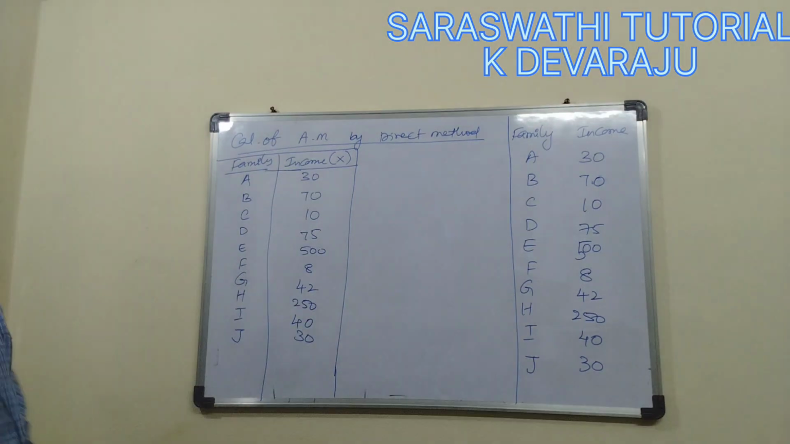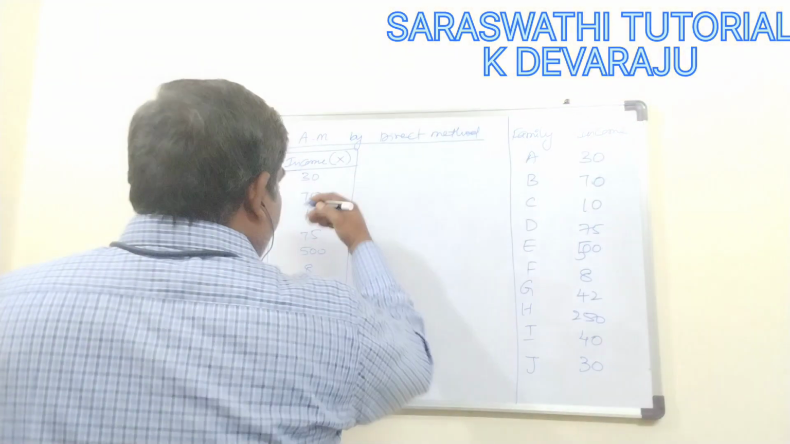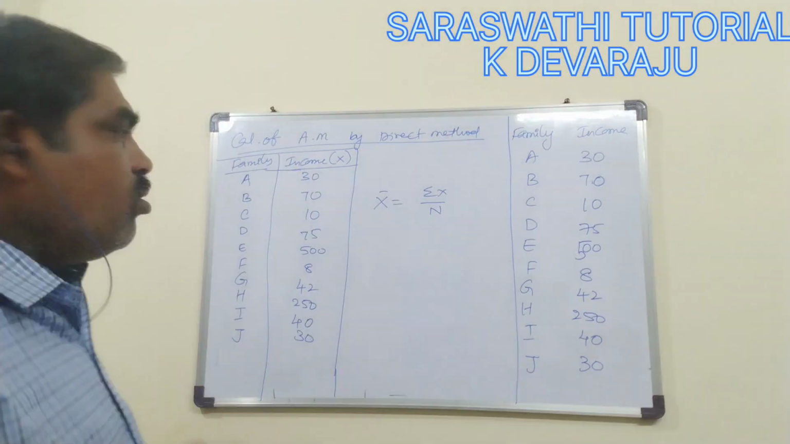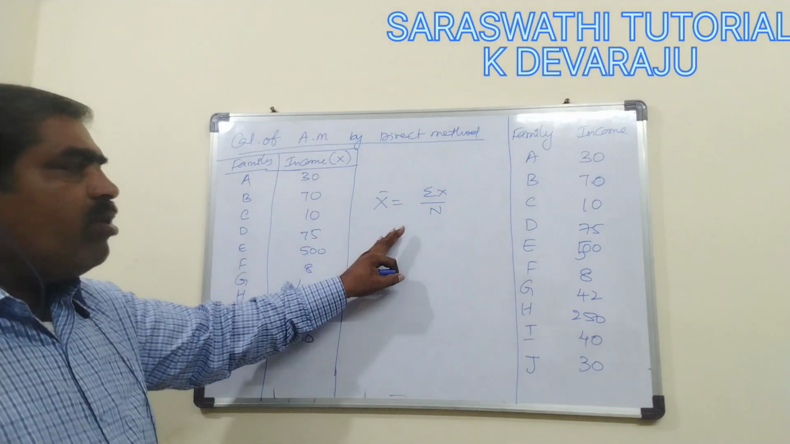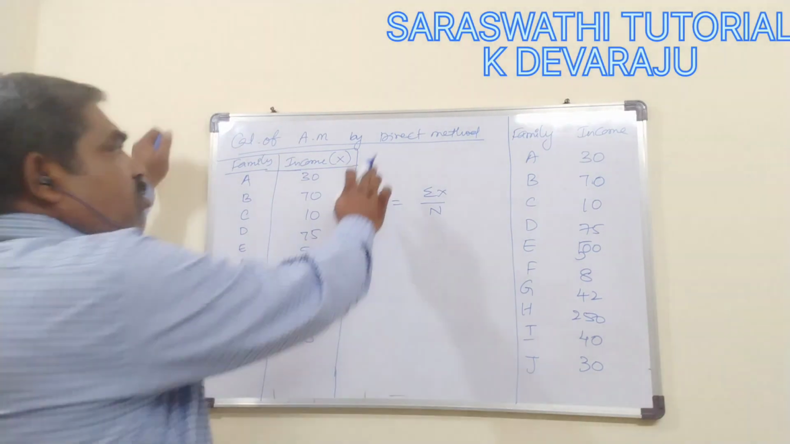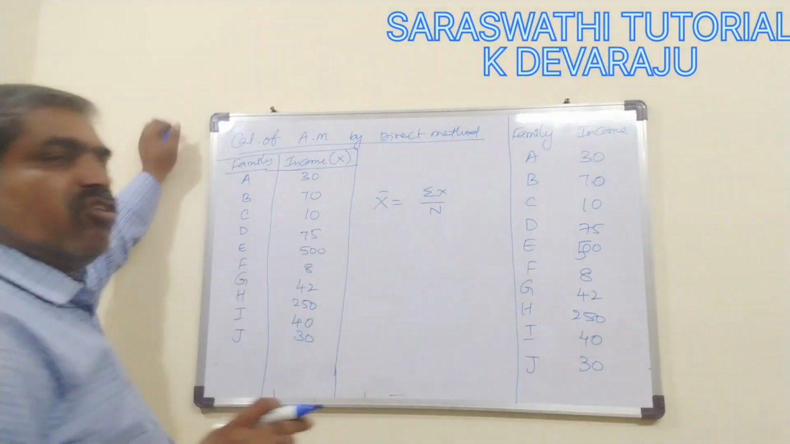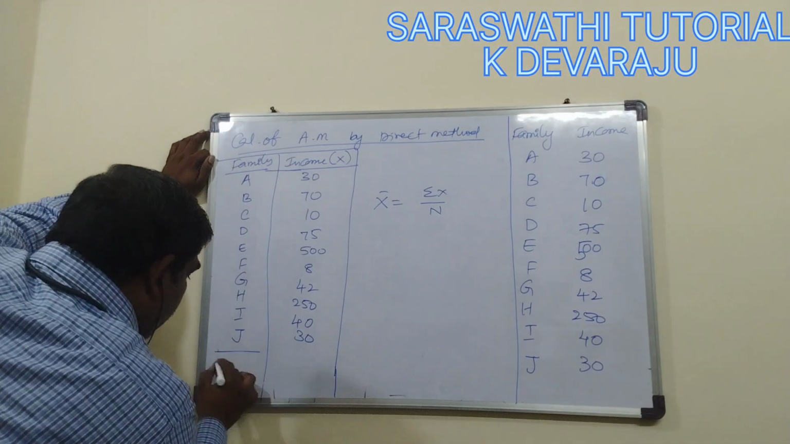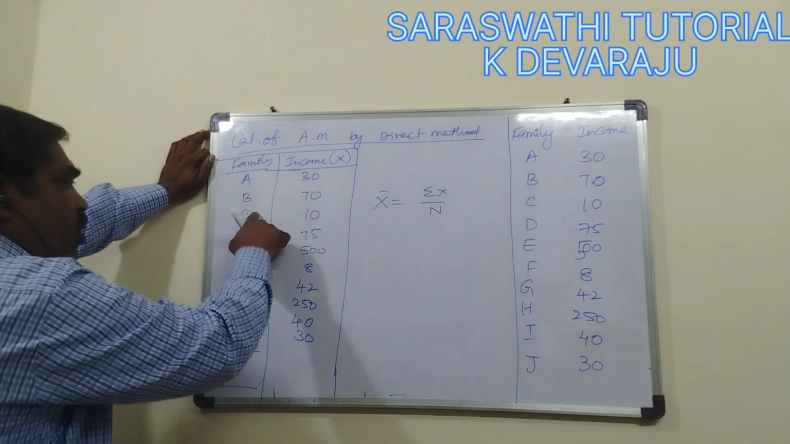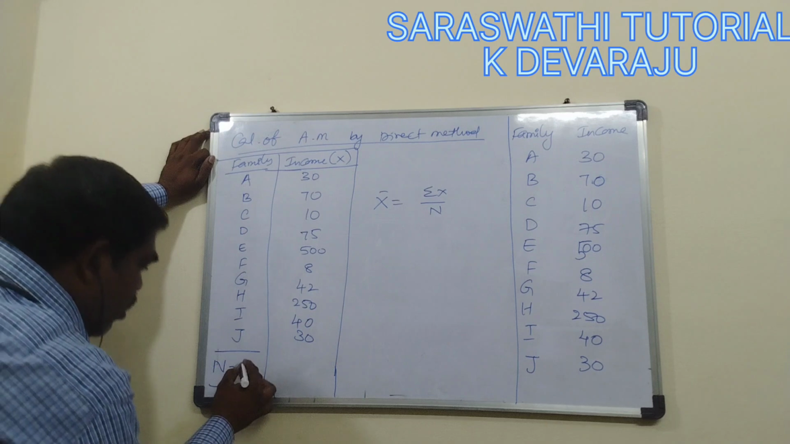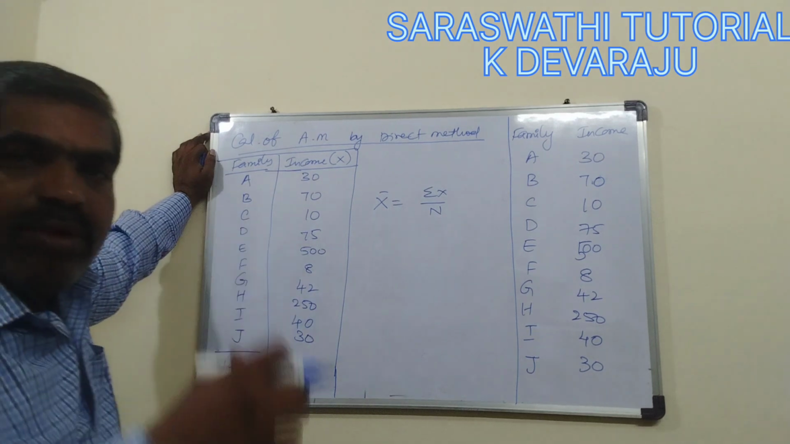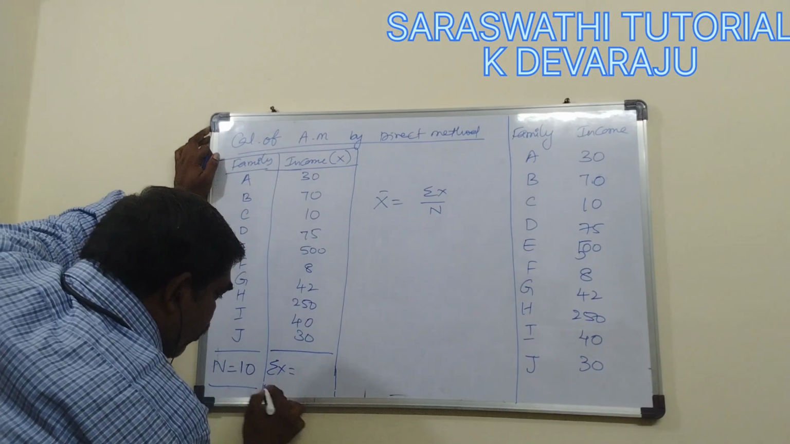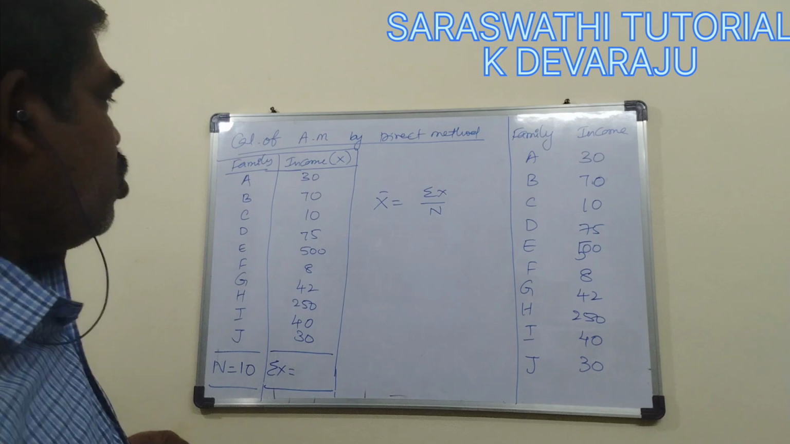Now in individual series, the formula for the direct method is x bar equals summation x by n. What is the meaning? x bar indicates the arithmetic mean. N equals the number of observations. Count the observations: 1, 2, 3, 4, 5, 6, 7, 8, 9, 10. Observations will be 10. And summation x means find the total of these x.